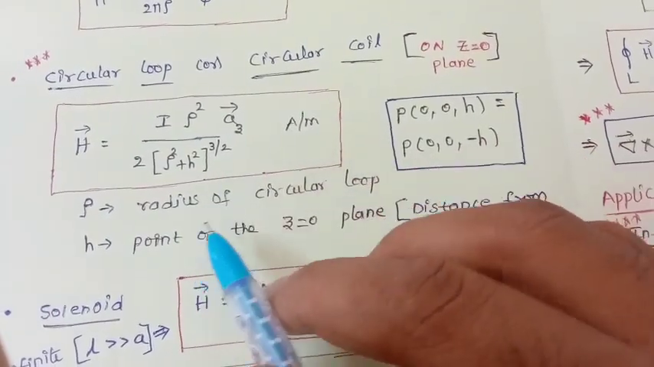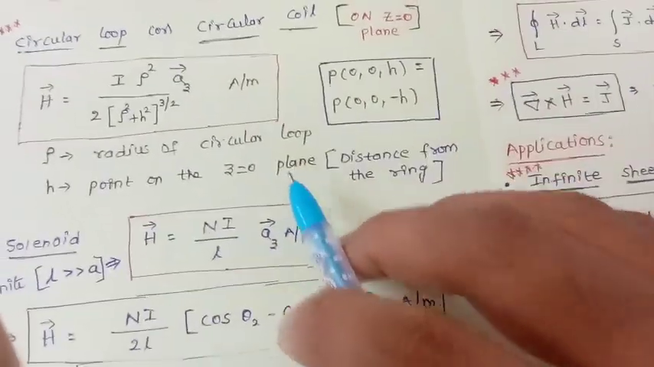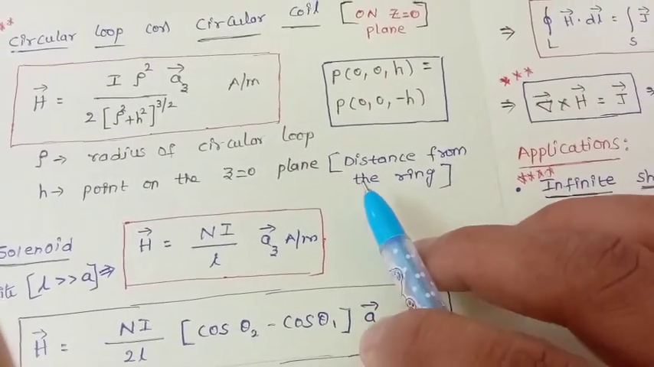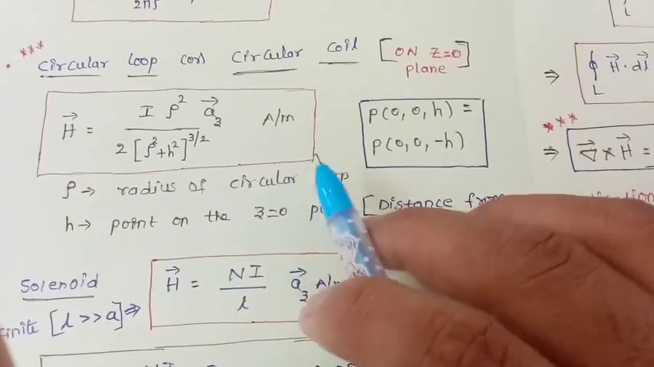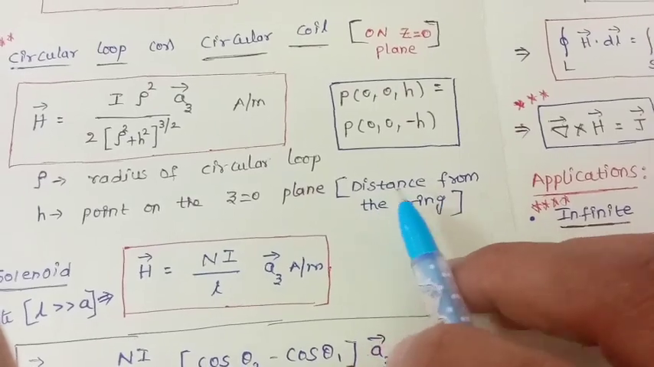Is it clear? Where rho is the radius of the circular loop and h is the point on the z axis, or you can say the distance from the ring. So here I have considered the ring is on the z equals 0 plane, where h is the distance from the ring.